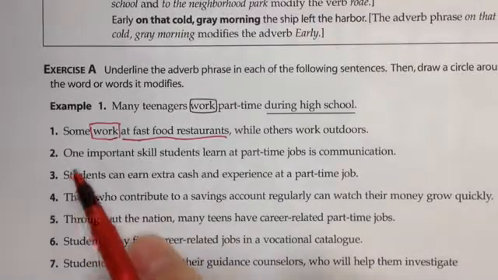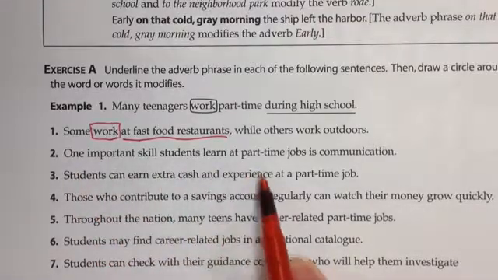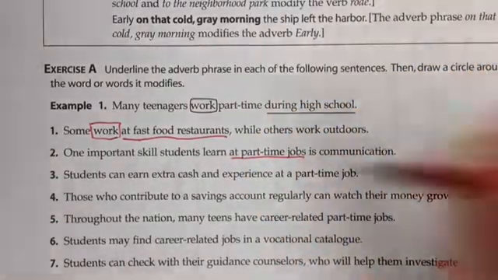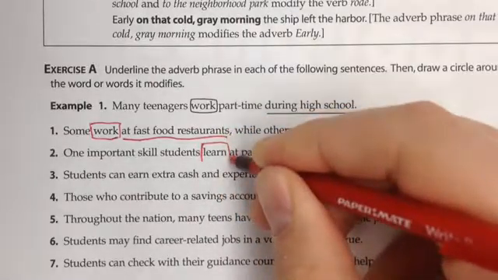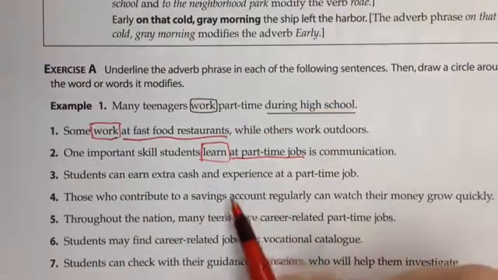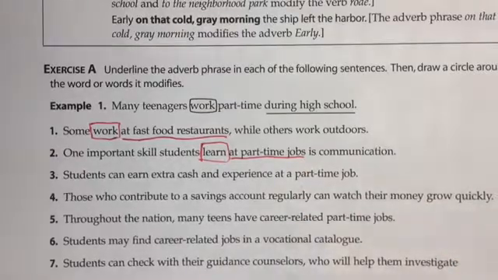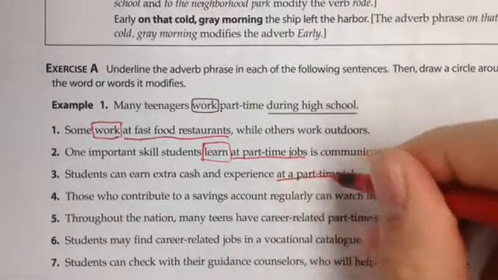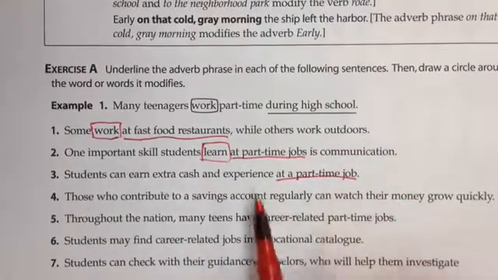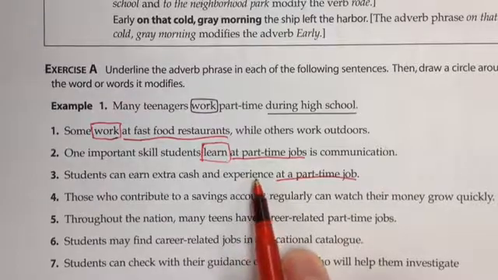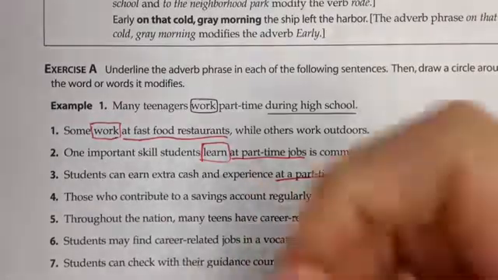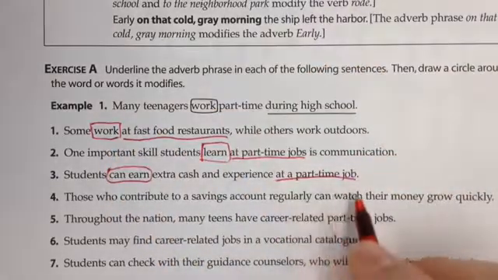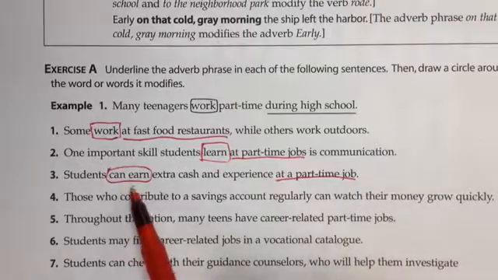Number 2. One important skill students learn at part-time jobs. At is a preposition and part-time jobs is the object, and they describe the verb learn, and it tells us where they learn. Number 3, students can earn extra cash and experience at part-time jobs. Now, at part-time jobs doesn't describe experience. If it did, it would be an adjective phrase. This describes the words can earn, which is a verb, and at part-time jobs tells us where they can earn.